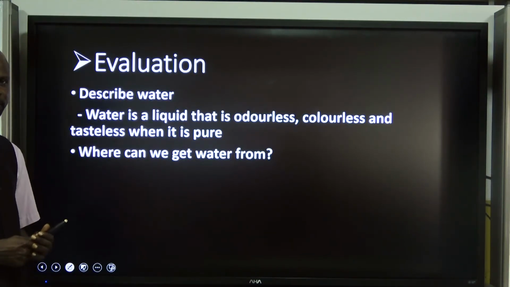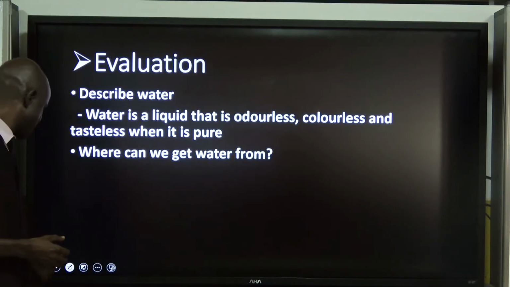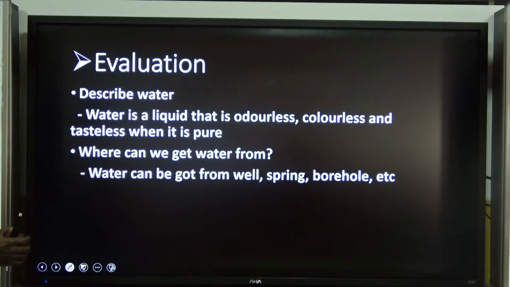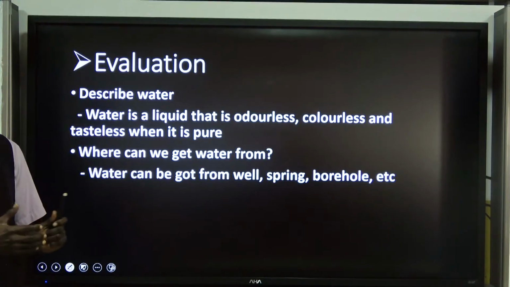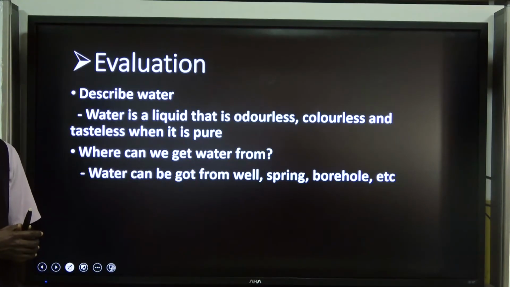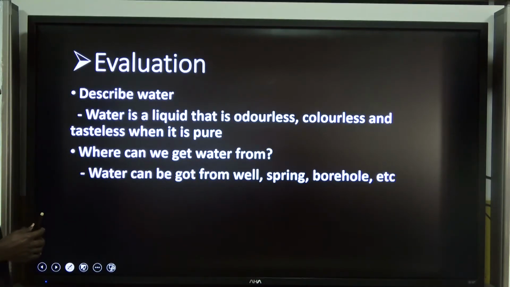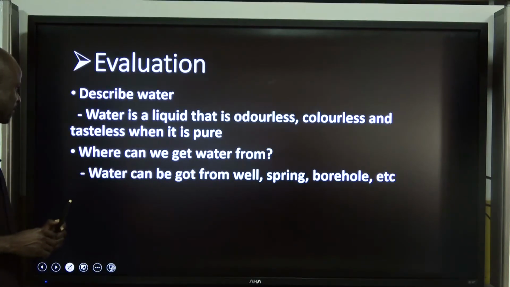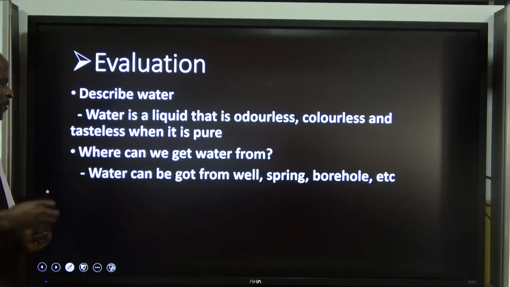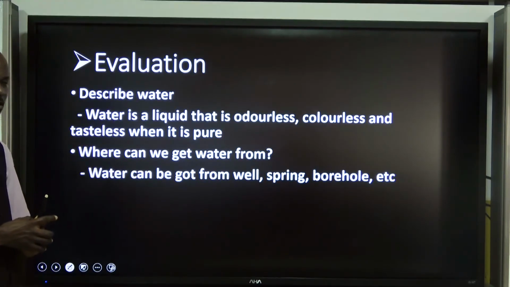Where can we get water from? What are the sources of water? The water you use in your house, the water you use in your school, the water we use on the farm. Where do we get it from? We can get water from our wells, from the spring, from boreholes, from oceans and seas, from rivers and streams, and so on and so forth. Anywhere that water comes from without man's effort to produce water, except to drill or to dig, is a source of water.